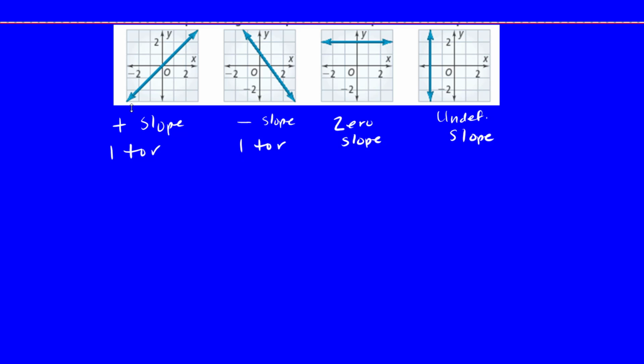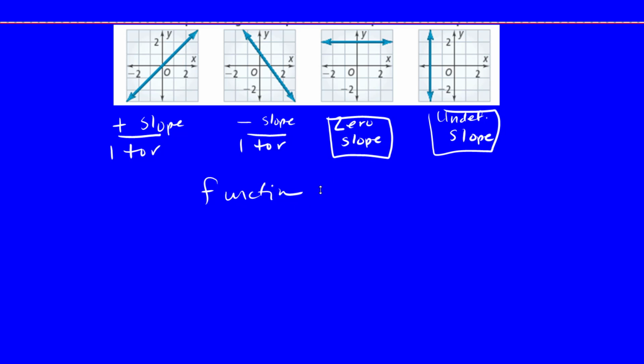Okay, we got rises from left to right, that is a positive slope. Falls from left to right, that's a negative slope. Horizontal line, that's a 0 slope. And a vertical line has an undefined slope. So, having known that, if we have a function and that function has a graph which is a line, that's called a linear function.